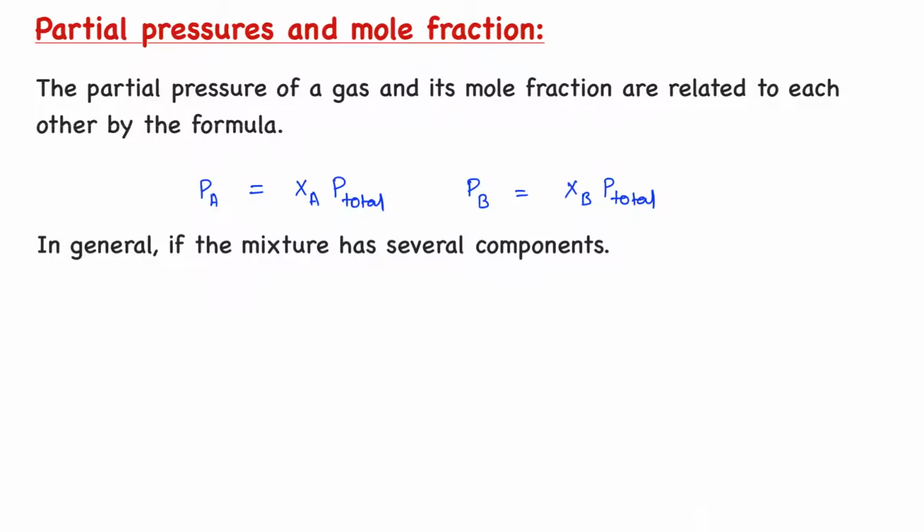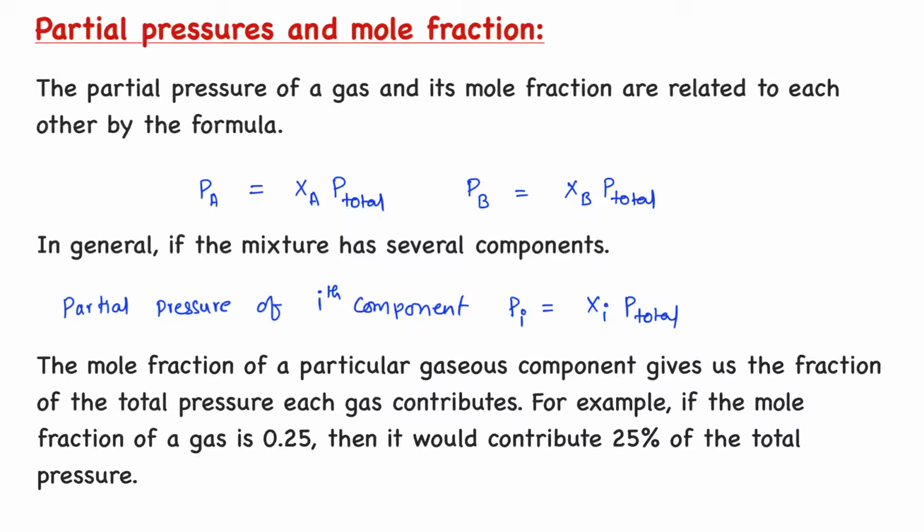In general, if the mixture has several different compounds, the partial pressure of the ith component is equal to the mole fraction of i times the total pressure inside the container. The mole fraction of a particular gaseous component gives us the fraction of total pressure each gas contributes. For example, if the mole fraction of a gas is 0.25, then it would contribute 25% of the total pressure.